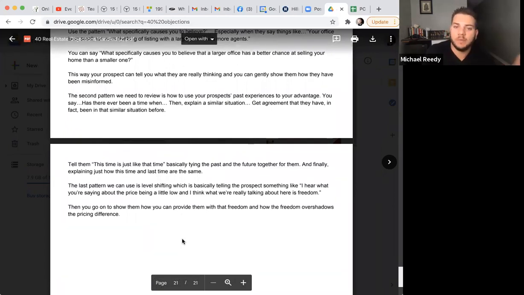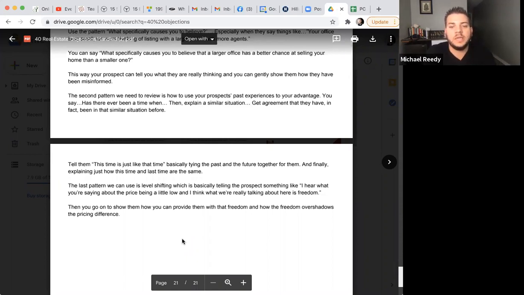The second pattern we need to review is how to use your prospect's past experience to your advantage. You say, has there ever been a time when, then explain a similar situation. Get agreement that they have, in fact, been in that similar situation before. Tell them this time is just like that time, basically tying the past and the future together for them. And finally, explaining just how this time and last time are the same.